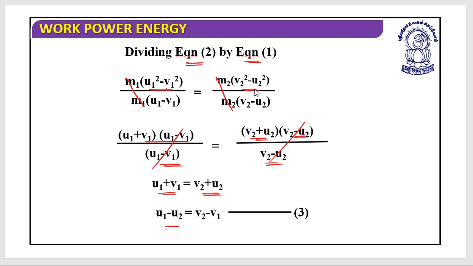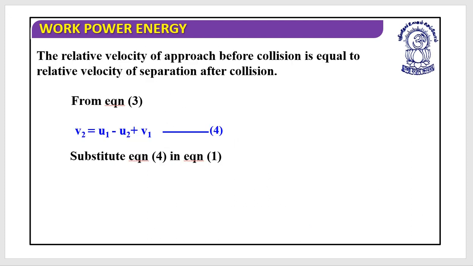From this we can have u1 minus u2 equals v2 minus v1. This is relation number 3. Let's put this relation as: the relative velocity of approach before collision is equal to the relative velocity of separation after collision.